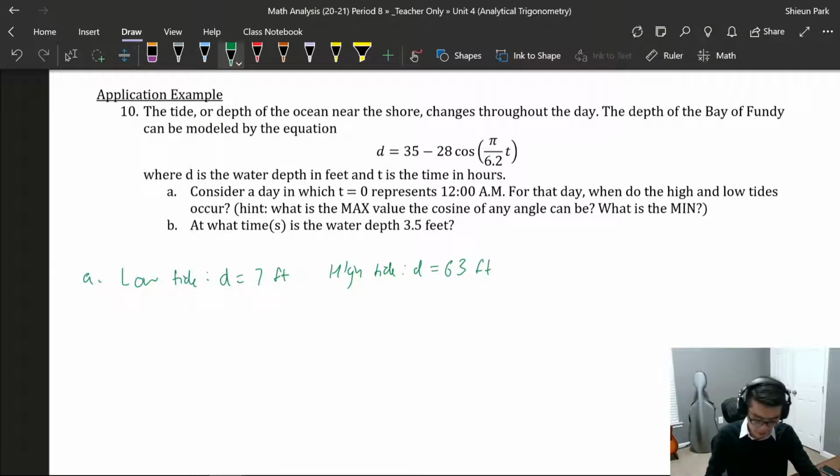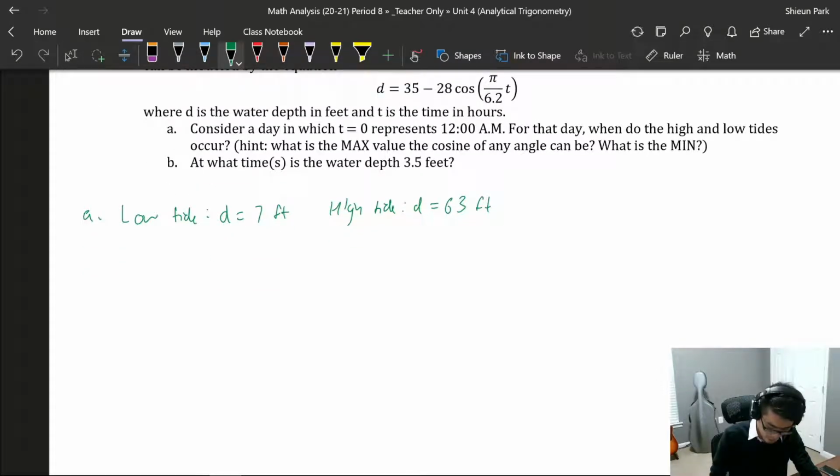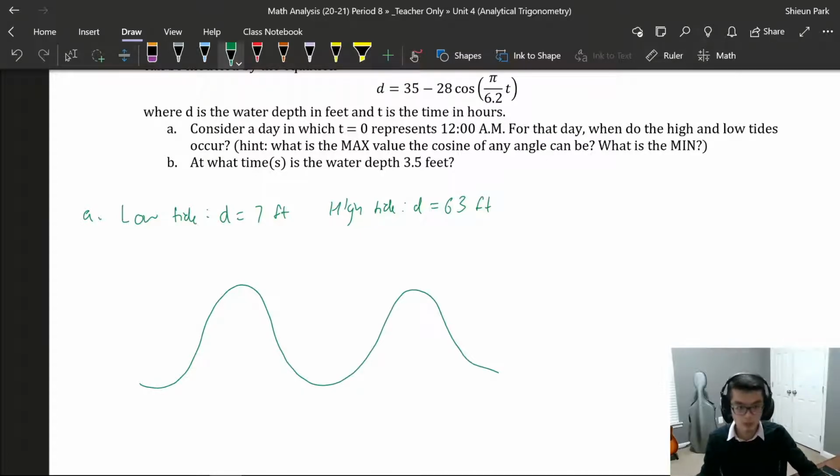In essence, what's happening is there's a low tide and a high tide. A low tide happens here and a high tide happens here, and it just repeats over and over because, like we know from before, things that happen in the world are fairly cyclical. So we're saying the low tide is at D equal to 7 and the high tide is D equal to 63. So what we're asking is: what time does low tide happen at a depth of 7 feet, and what time does the high tide of 63 happen? We need to figure out that time interval.